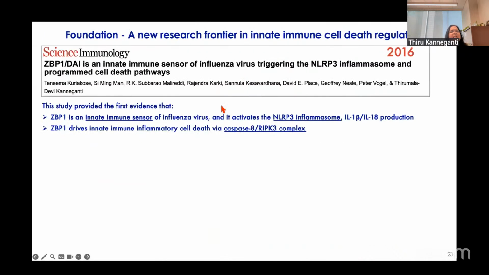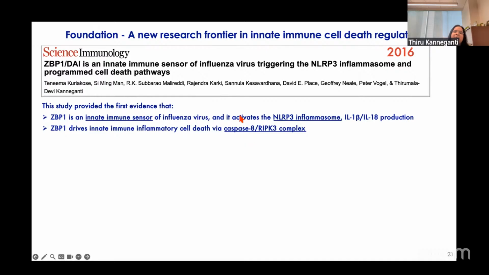Overall, our study provided the first evidence that ZBP1 could act as an innate immune sensor of influenza virus-triggered NLRP3 inflammasome activation. We thought at that time it was activating multiple programmed death pathways, but we know now that it is activating PANoptosis. So overall, this study provided the genetic evidence for the role of ZBP1 as an innate immune sensor and inflammasome regulator, and it drives the complex activation of the caspase 8 and RIPK3 complex.